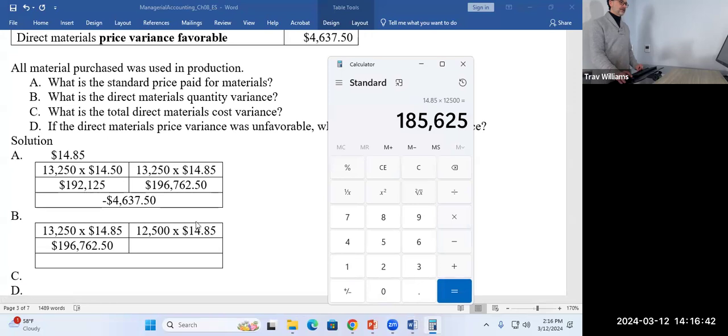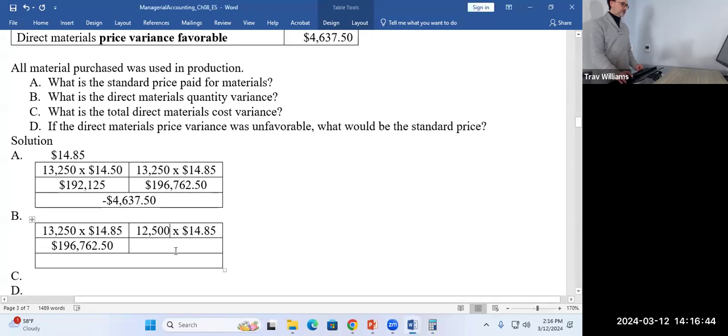That comes out to 185,625 over here. What's our next step? Subtract, exactly. Take the left side, subtract the right side.